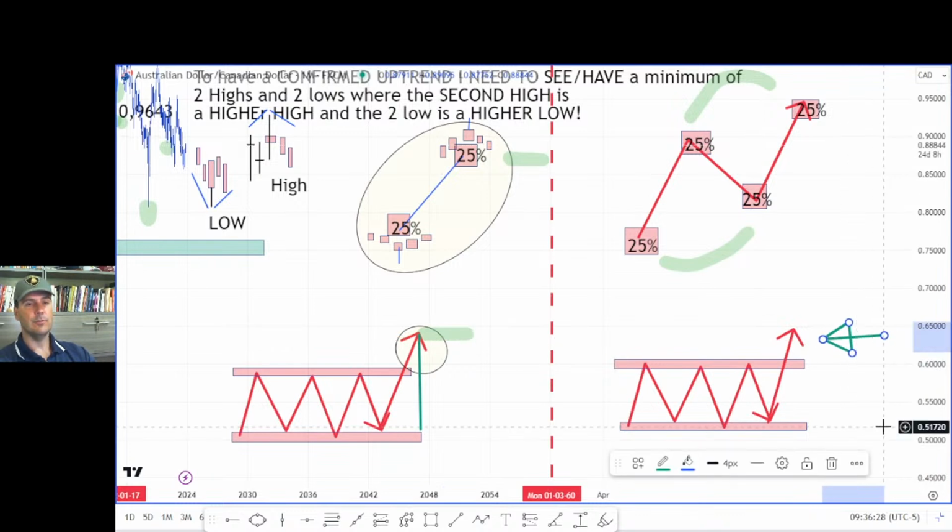It's a breakout. Alright, what are you buying? What pattern are you buying? Breakout is not a pattern. A breakout is not a pattern. A breakout is just a breakout. It's not a pattern. Does this make sense?